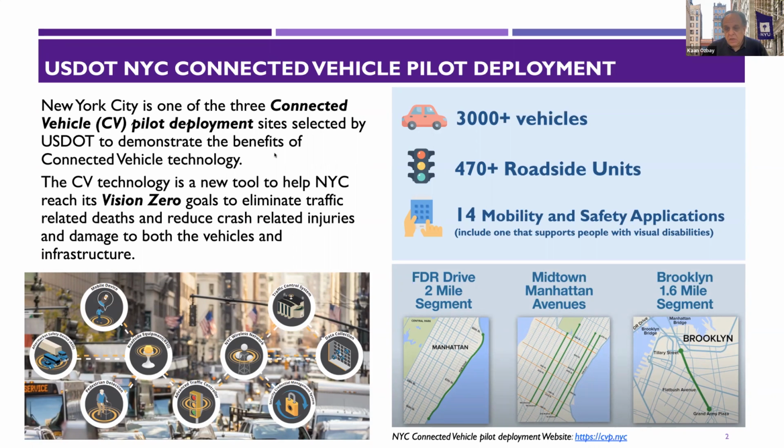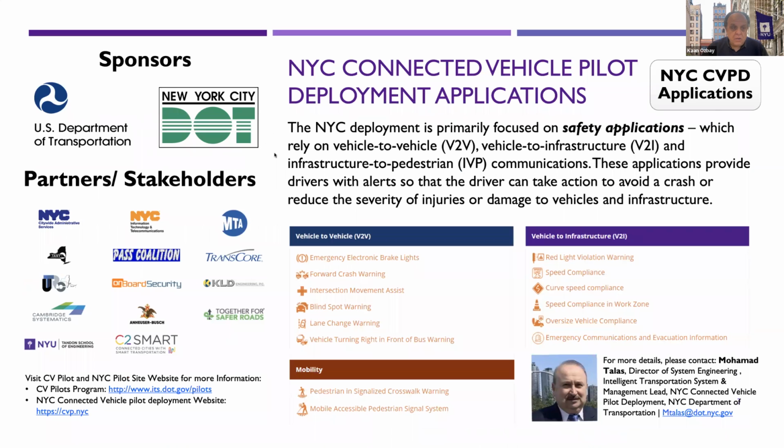So in this pilot, as you see here, there were 3,000-plus vehicles involved, 470 roadside units, and a number of mobility and safety applications. It was done in different locations in the city: FDR Drive, Midtown Manhattan, and the Brooklyn side. So this was a monumental task done mainly by New York City DOT. And as I said, we were part of this very exciting project, and we're very happy to do so.